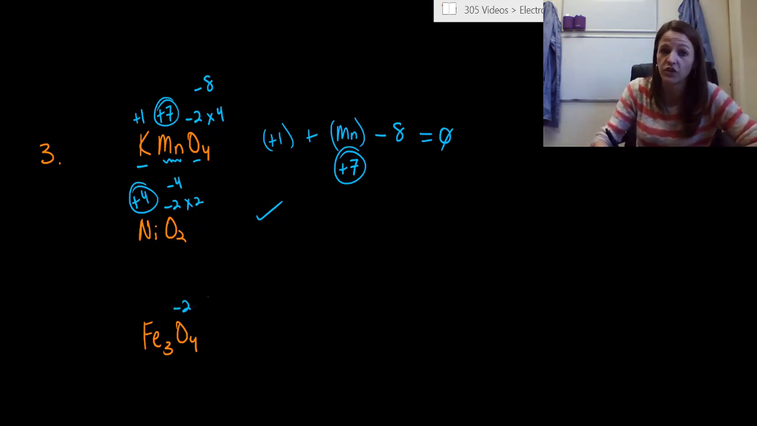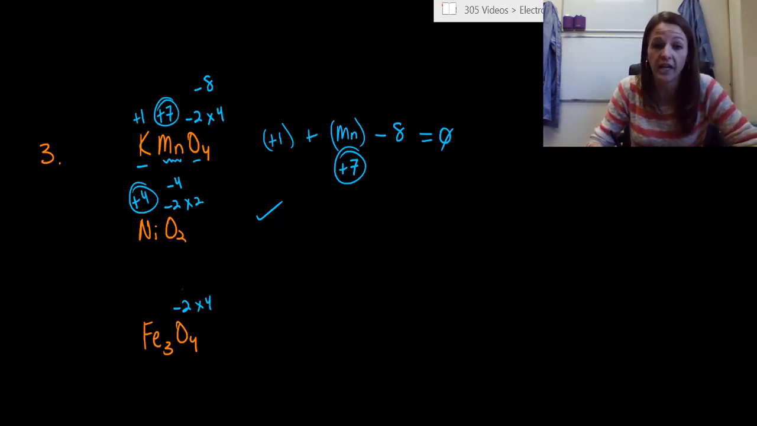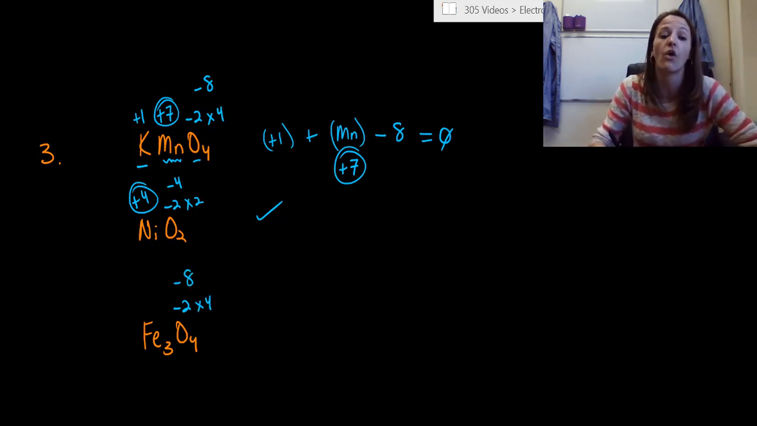Oxygen, -2 charge. There's 4 atoms total, so -2 times 4 gives us a -8 overall charge. So this is a neutral compound. The only way for this to be properly done means that our iron, all 3 of them, have to have an overall charge of +8. So +8 minus 8 gives me 0. So that's how we balance out the charges.